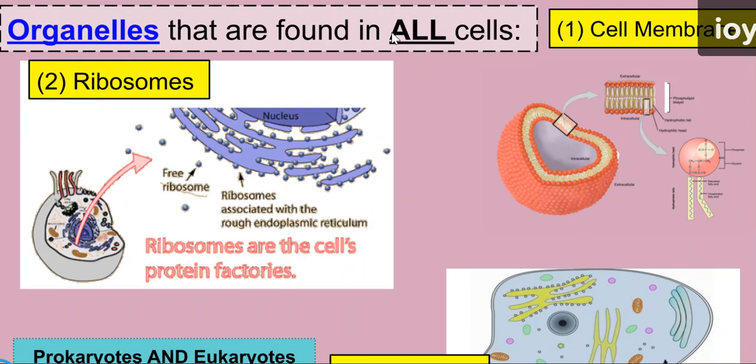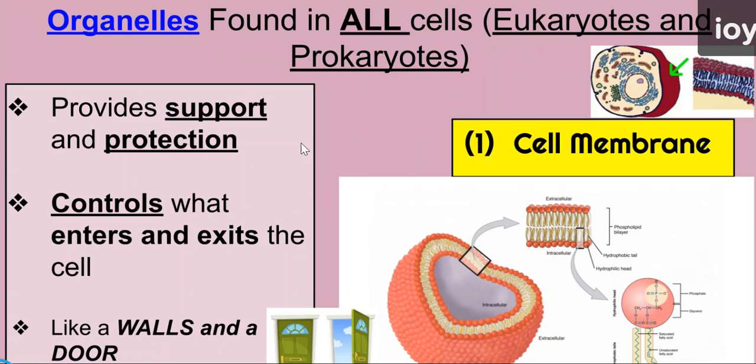So, let's start with the organelles that are found in all cells: the cell membrane, the ribosome, and the cytoplasm. The cell membrane provides support and protection for the cell. It surrounds the cell and controls what enters and exits. We like to compare the cell membrane to the doors or the walls of the cell, since it surrounds and protects it. But it also controls who can come in and out, like a door.